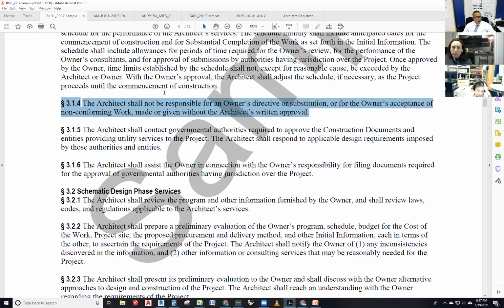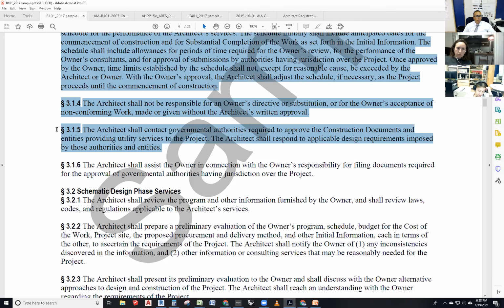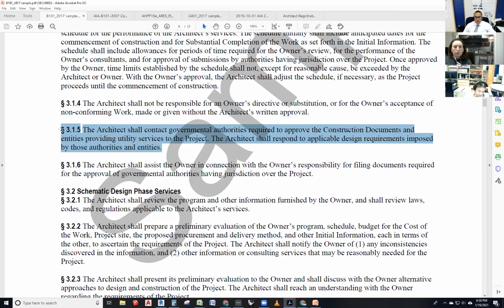So section 3.1.5, the architect shall contact governmental authorities required to approve the construction documents and entities providing utility services to the project. The architect shall respond to applicable design requirements imposed by those authorities and entities. So this is telling you to contact them. It's not saying snitch on them. It's to become familiar with what it is that they need.